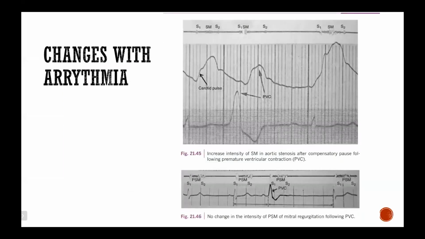Lastly, I told you there are sometimes the heart murmurs and heart sounds can vary with non-deliberate factors, and one of them is arrhythmia. Whenever the patient has a premature ventricular complex, or for example, when the patient is having AF, usually there'll be a compensatory pause following a PVC, or sometimes in an AF there is a longer cycle. In these conditions, the ventricular filling will happen for a longer period of time. So the ventricular volume will increase.